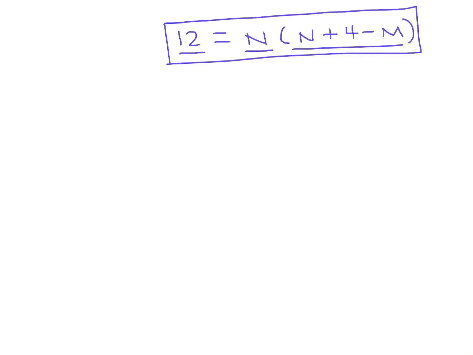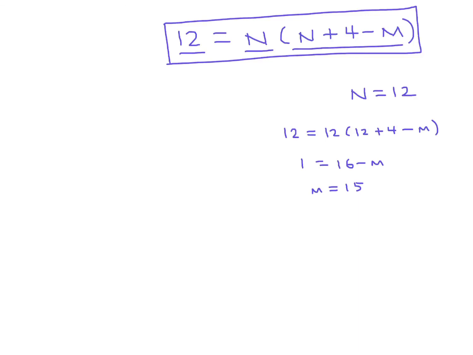Well, let's see. How about 12? That divides into 12. So let's put n as 12 and let's see what we get. If n is 12, then 12 is equal to 12 times 12 plus 4 minus m. So that means 1 is equal to 16 minus m, and therefore m is equal to 15. Now we've got n equal to 12 and m equal to 15.